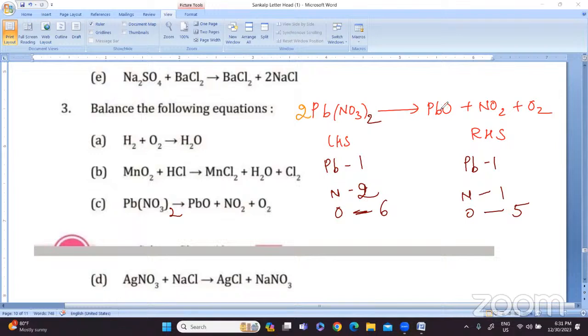So if I put here 2, this becomes 2 lead. Then 2 nitrogens, 2 NO, 4 nitrogens. It becomes 4 nitrogens and 3 2s are 6, 6 2s are 12, 12 oxygens. Now here, if I put here 2, so this becomes 2, oxygen becomes 2, 4, 6.